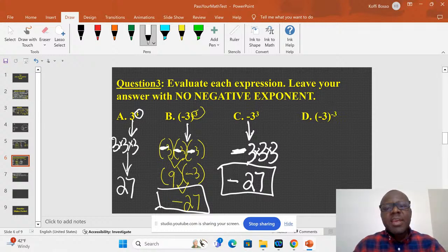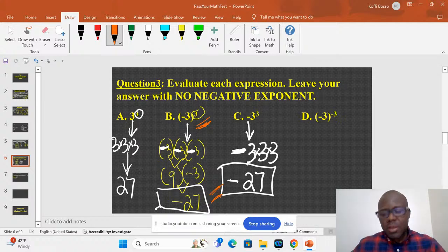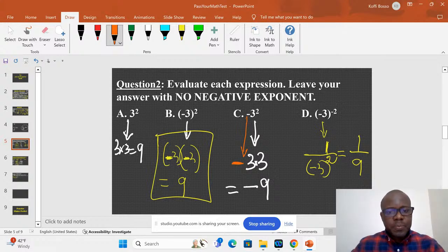You'll see that even if the negative 3 is not in parentheses, let's see the difference here. Here, negative 3 is in parentheses, raised to the third power, but we got the same answer, negative 27. If I go back to question 2, B, we have a negative 3 in parentheses. C, negative 3 without parentheses, but we don't get the same answer. We get a 9 here, which is positive. We get negative 9 here, which is negative.